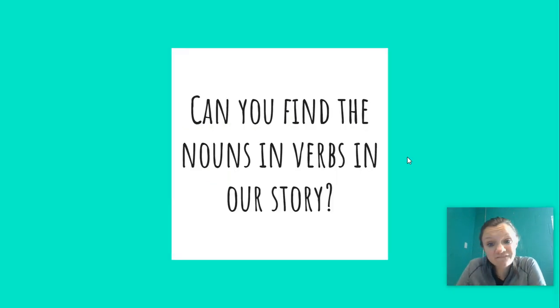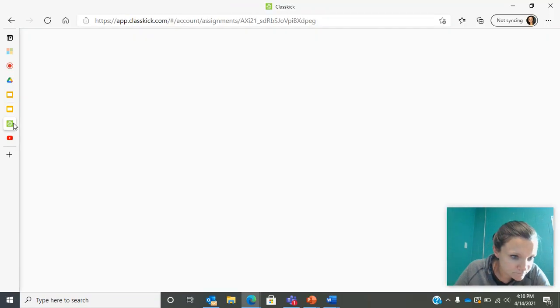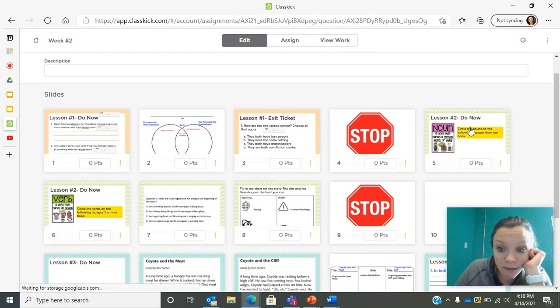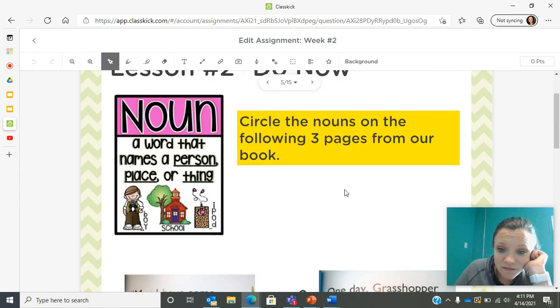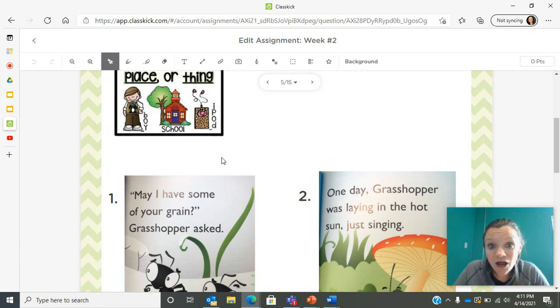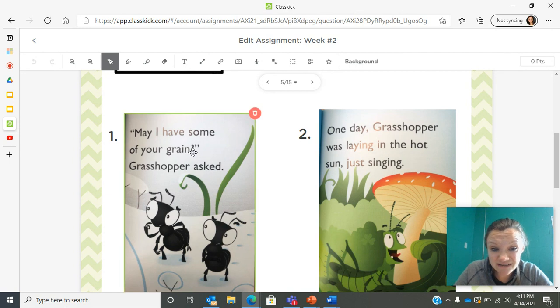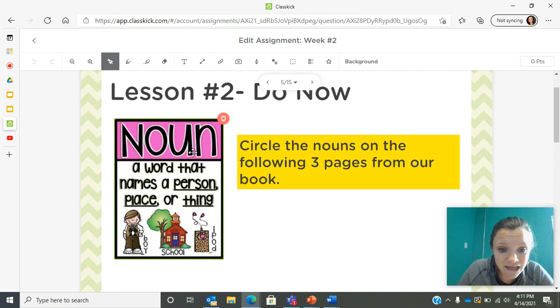For your do now, you're going to find the nouns and verbs in our story. Take a look here. On slide number 5, which would be the first one today, it says circle the nouns on the following 3 pages from our book. I know you have not read this book yet, but we will in a minute. This is a 2nd grade level text, so you should be able to read it. Look for the nouns. When you find a noun, a person, place, or a thing, you're going to circle it.